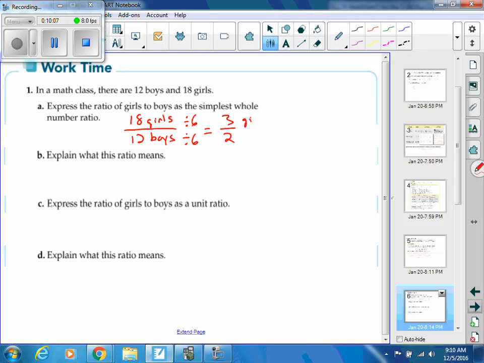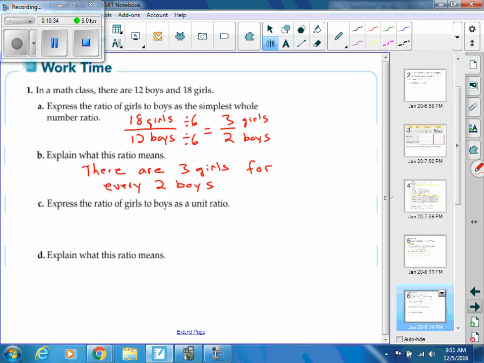So it'd be 3 girls to 2 boys. So what does that mean? Again, it means there are 3 girls for every 2 boys.